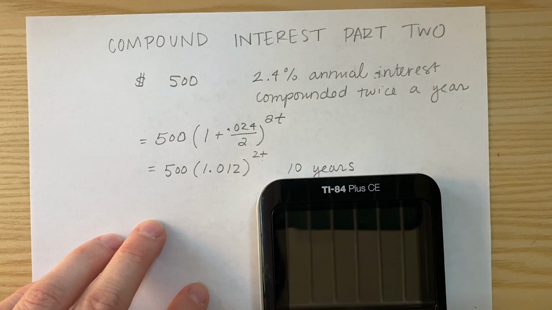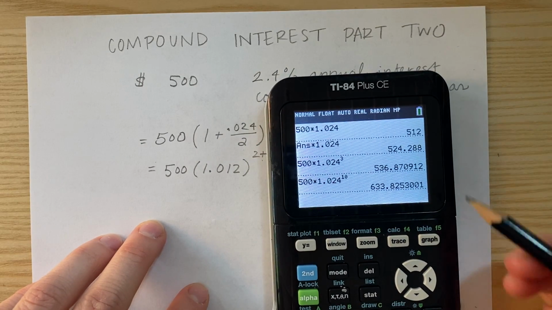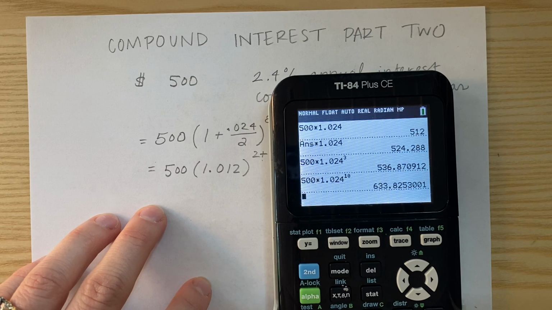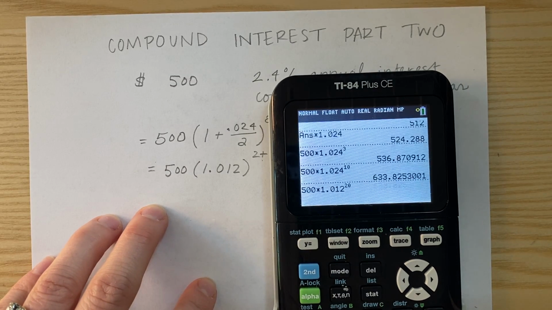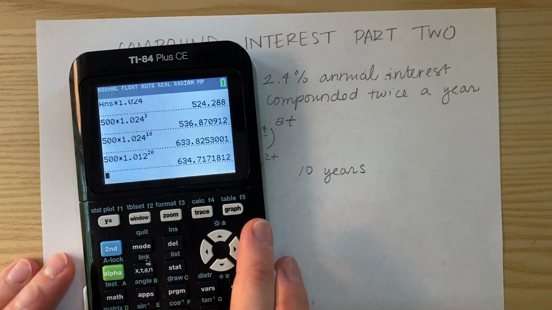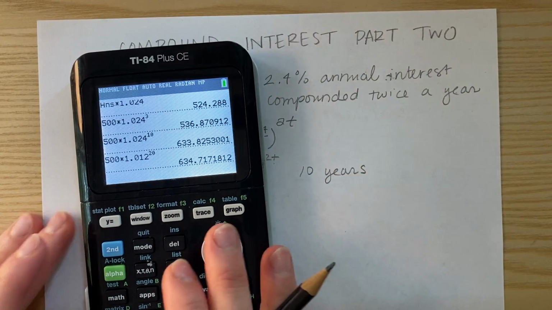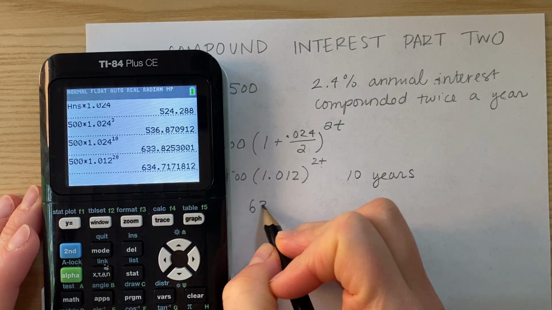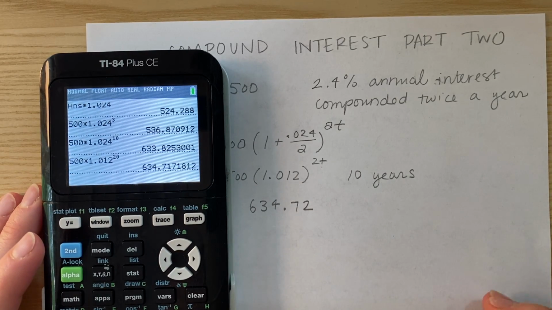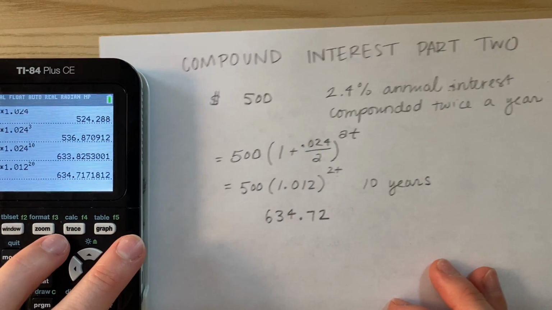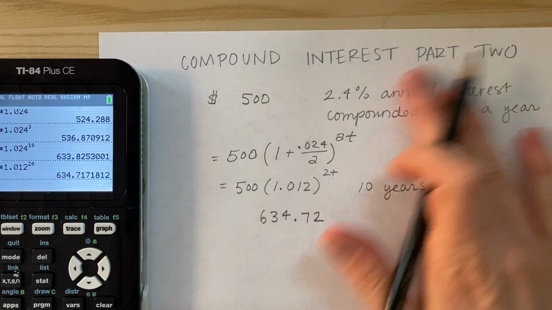So in my calculator, and remember this is our work from last time, I'm going to write 500 times 1.012. Notice our rate is less, but it's going to compound 20 times in 10 years because it's compounding twice a year. And what we get is, look at that, it's just a tiny bit more, $1 more, 634.72. Well, that's nice, right? I like more money.